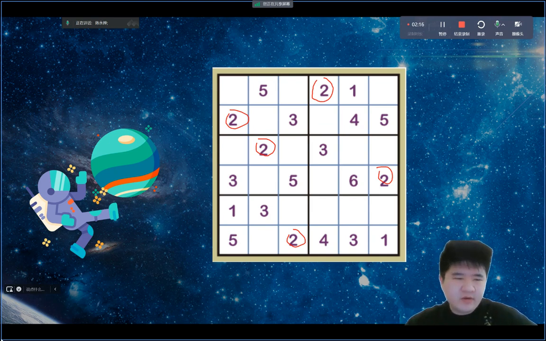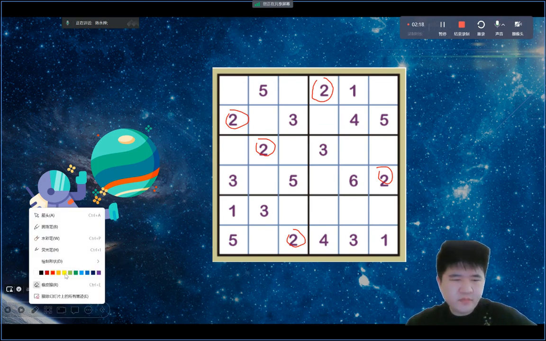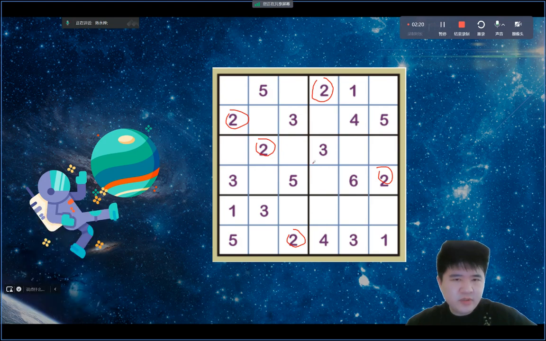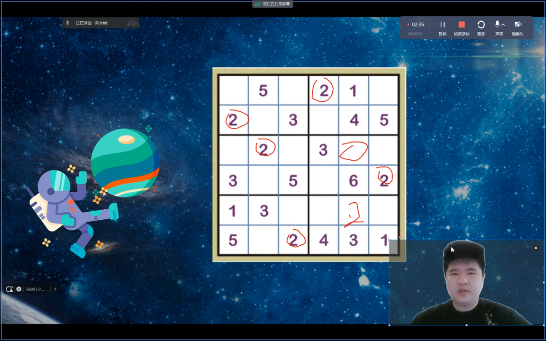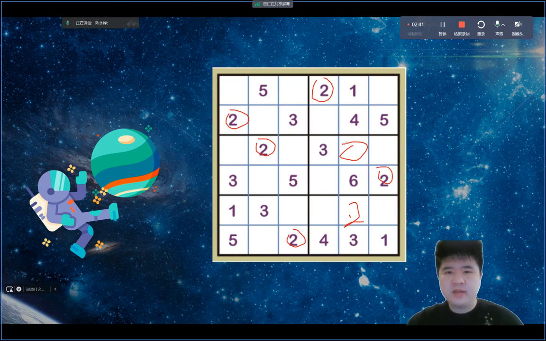And we find out that if we put it here, it will conflict with the row, and it will also conflict with the block. So it cannot be the 2 here, and the 2 will just be here. Now we got 2 here, and what will be the place above? There is only one number left, which is 5. So 5 is here.